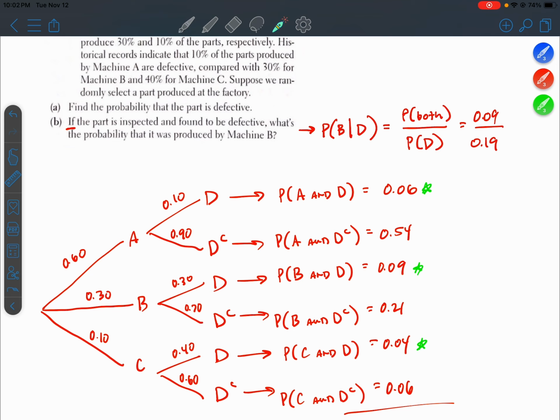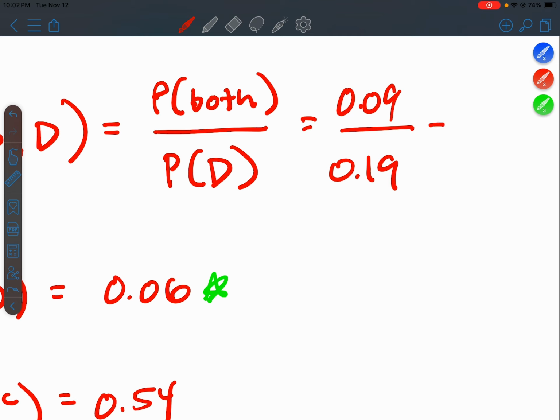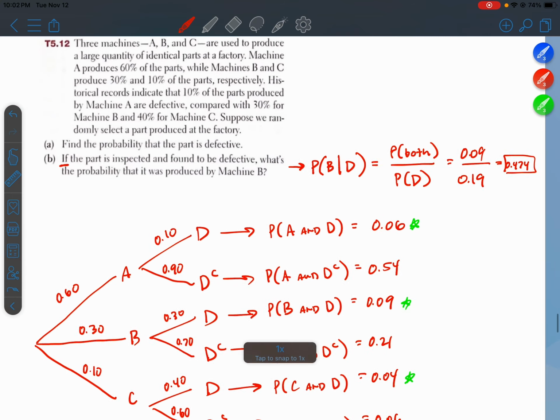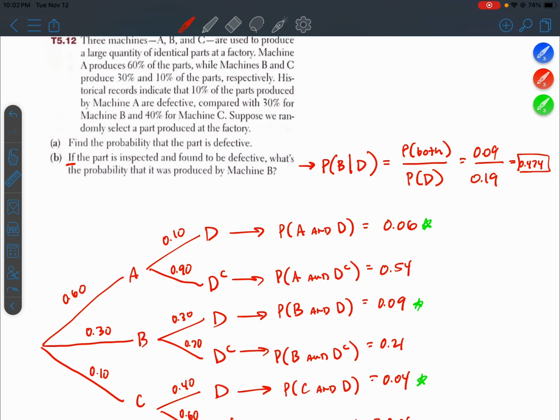Okay, so of the 19 total percent of parts that are defective, 9 out of that 19% came from machine B. All right, if we simplify this ratio, 9 out of 19, it's about 47%. It's 47.4. 0.474. Okay. All right, there you go.